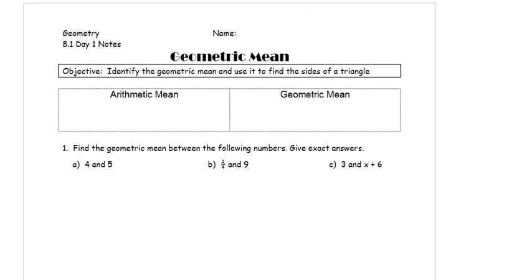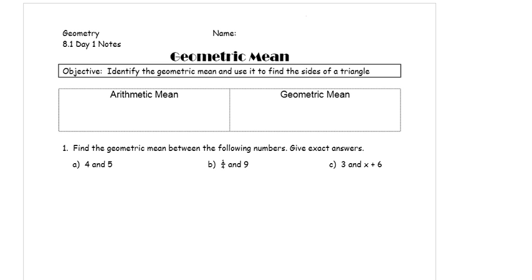As I mentioned first semester, triangles are a big part of geometry. So we're going to continue looking at solving sides of triangles, and we're going to get into solving for angles of triangles using a couple of different things. The first thing we're going to look at is geometric mean. So we're going to identify the geometric mean and then use it to find sides of a triangle.